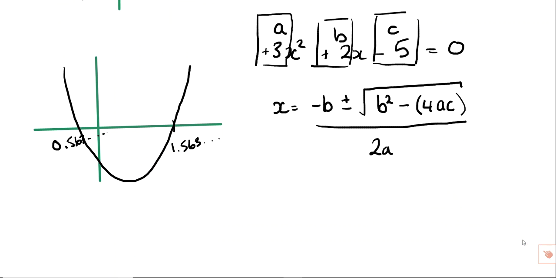So we put the values in. So we end up with x equals minus 2 plus, and do you know why it's plus and minus? Okay? The square root is going to be positive. Spot on, yeah. Square root could be positive and negative.